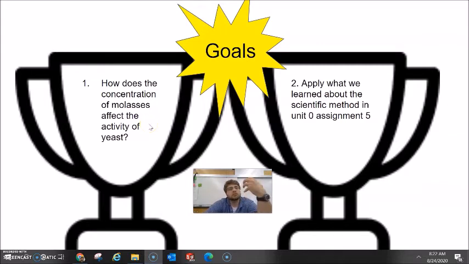So we want to know if I add different amounts of molasses to a yeast, how does it affect its activity? And second, let's practice applying what we learned in Unit 0, Assignment 5, when you took notes on the scientific method.